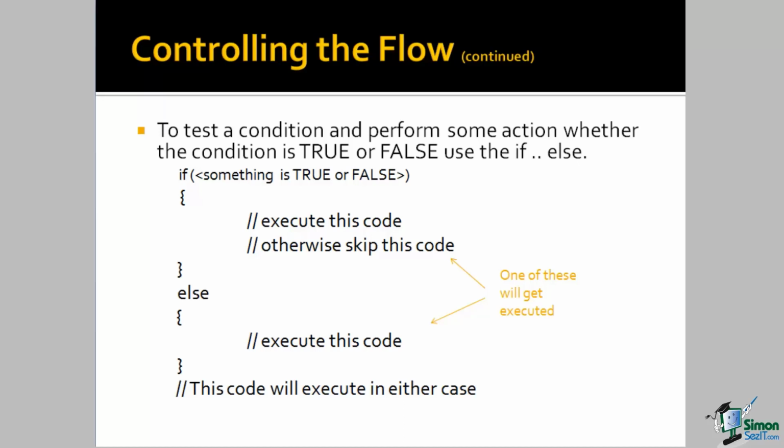So if something is true, and again, we could negate that, so if something is false, whatever the condition is, if that condition is met, then the code within the if braces will execute. If it's not met, then everything within the else block braces will execute. And then once either of those execute, one of them is going to execute, once one of them executes, the code following the if construct executes.